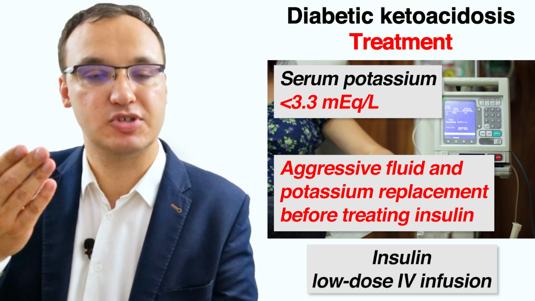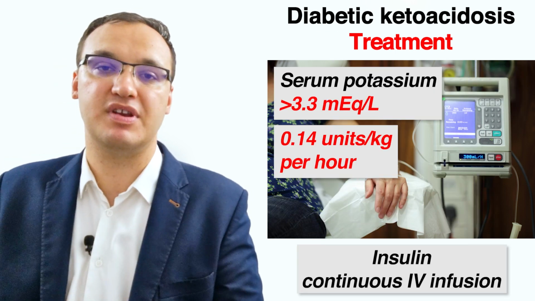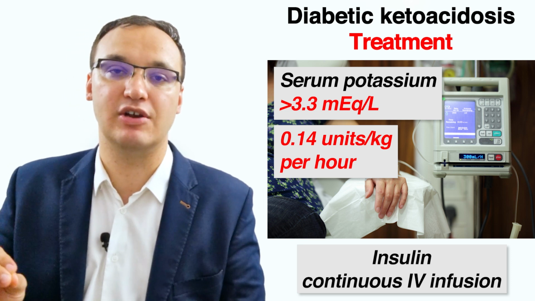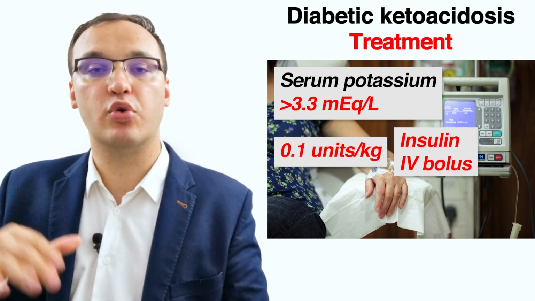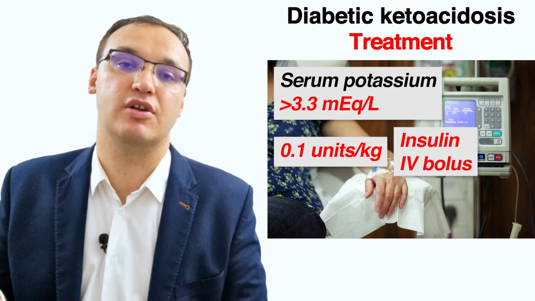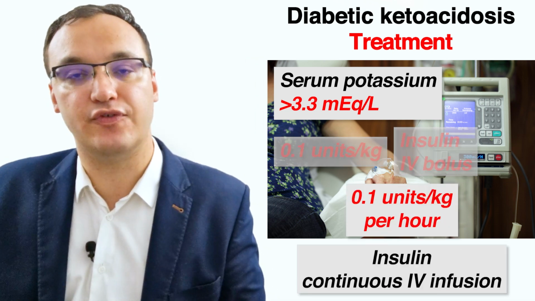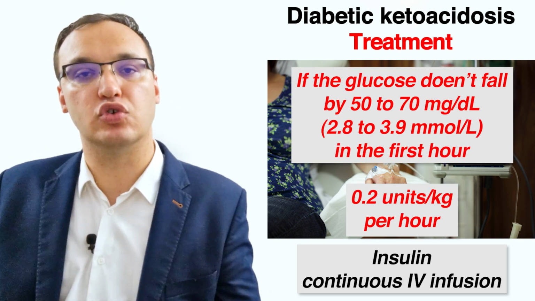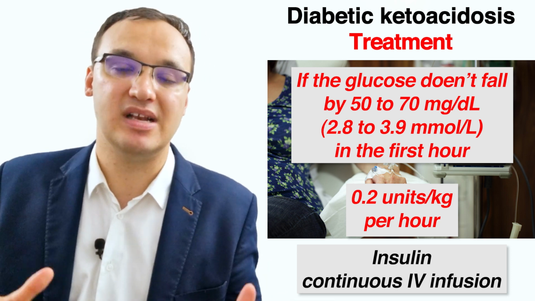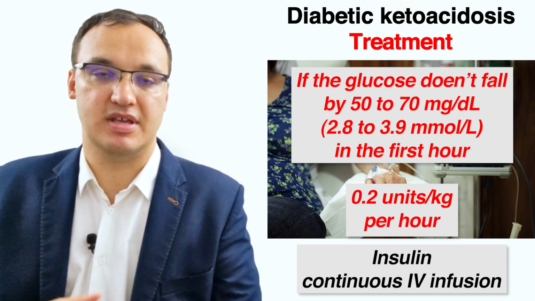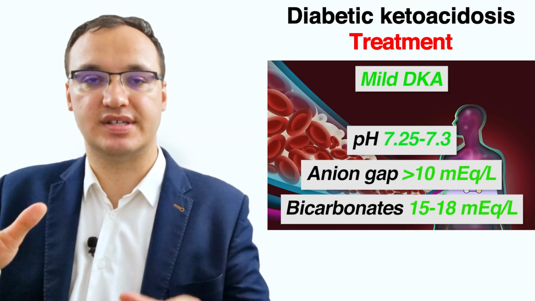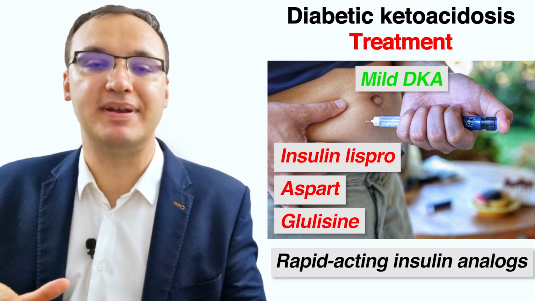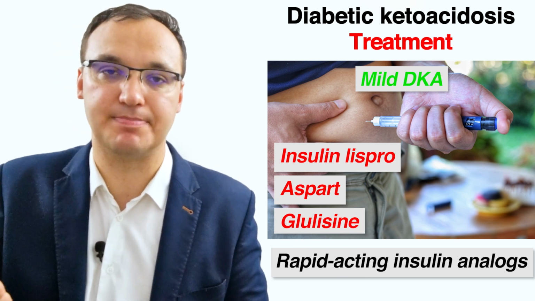And suppose now that the potassium is more than 3.3, then a continuous intravenous infusion of regular insulin at 0.14 unit per kilogram per hour can be administered, or we can give an intravenous bolus of 0.1 unit per kilogram and then follow with a continuous infusion of 0.1 unit per kilogram per hour. And then the amount is doubled if the glucose does not fall by 50 to 70 milligrams per deciliter in the first hour. In mild diabetic ketoacidosis, the alternative is to give insulin subcutaneously with rapid-acting insulin analogs such as Lispro, Aspart, or Glulisine.